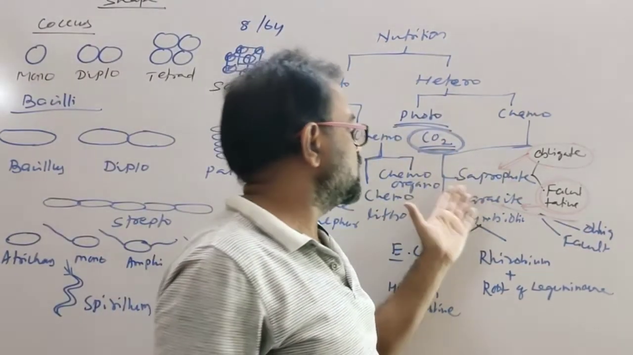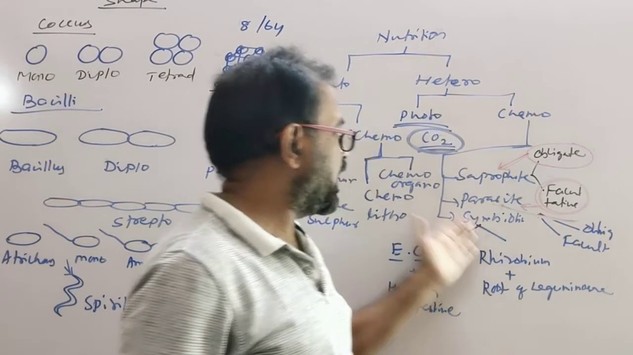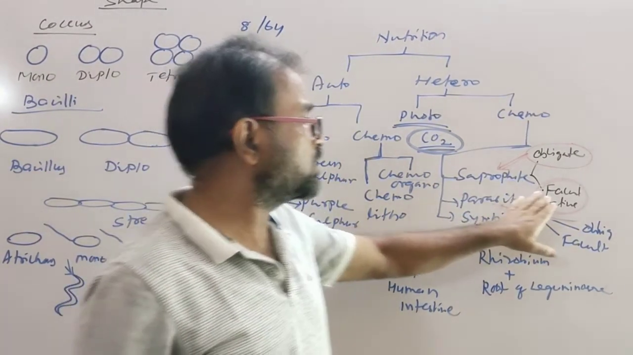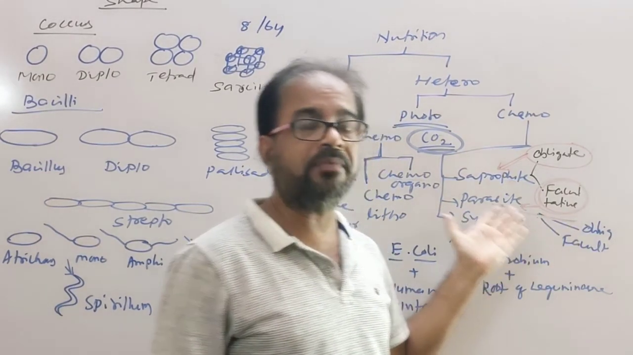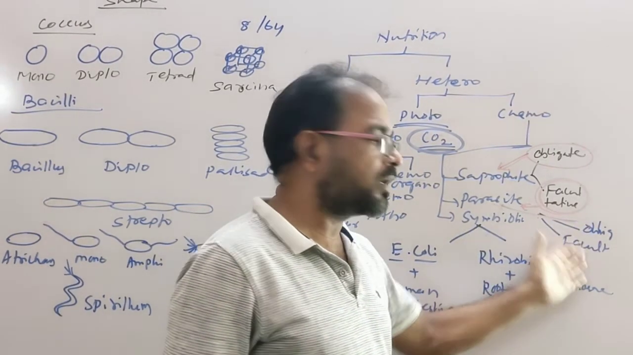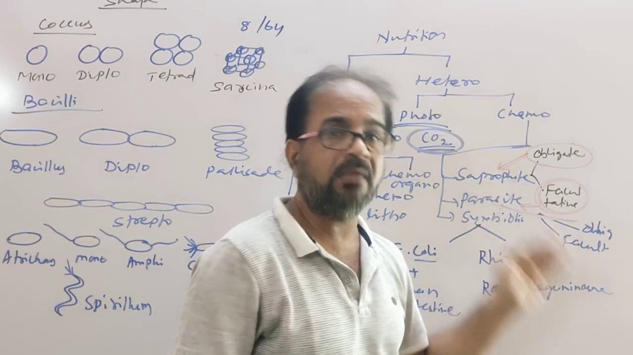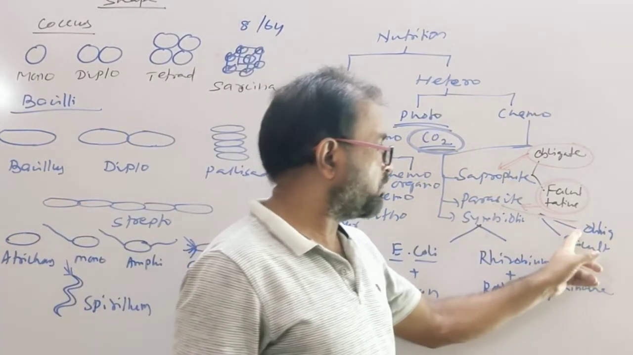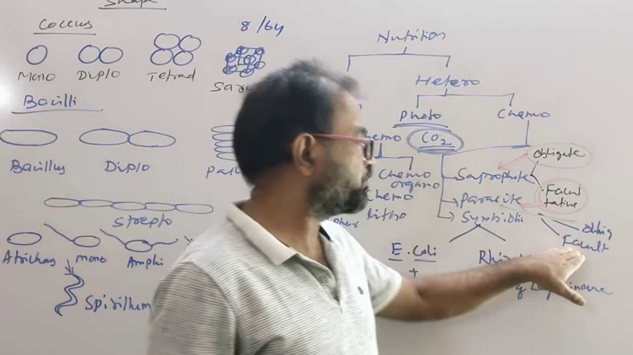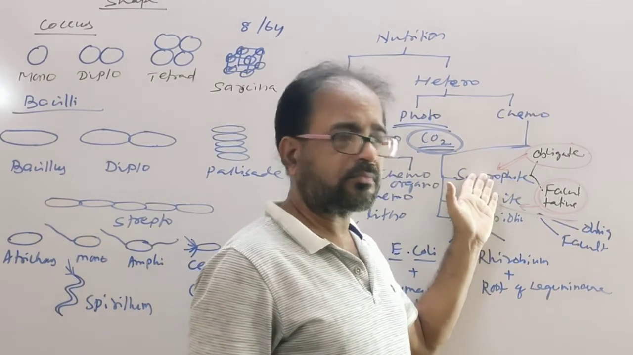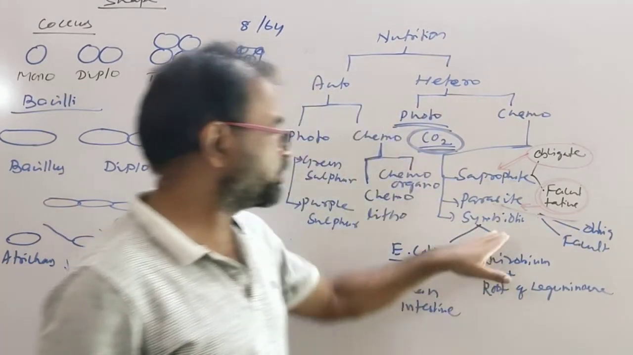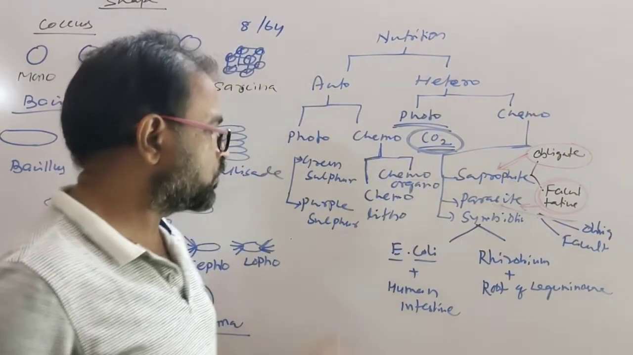The chemoheterotroph is of three types: saprophyte, parasite, and symbiotic. The saprophyte is of two types: obligate saprophyte, which is only a saprophyte, and facultative saprophyte, which is not a saprophyte but a parasite, but in the absence of the host can develop saprophytically. Similarly, parasite is of two types: obligate and facultative. Parasite means it depends upon the living host for survival. If the bacteria depends only on the host, it is the obligate parasite. If the bacteria depends upon dead bodies and in their absence lives parasitically, it is called facultative parasite.